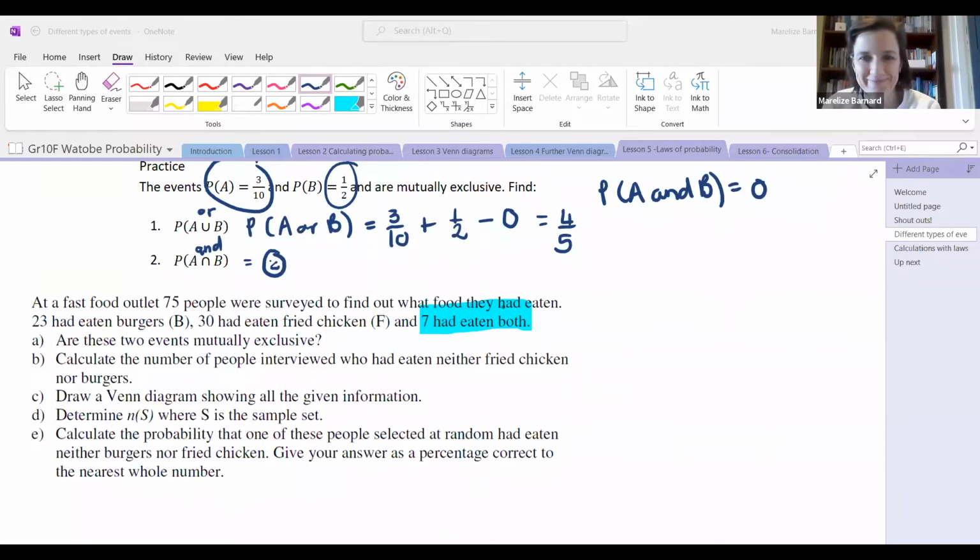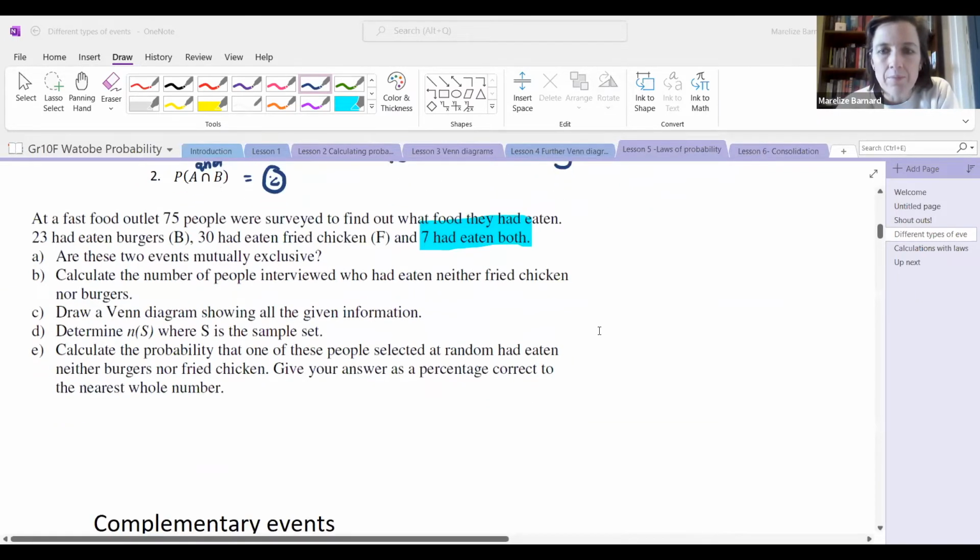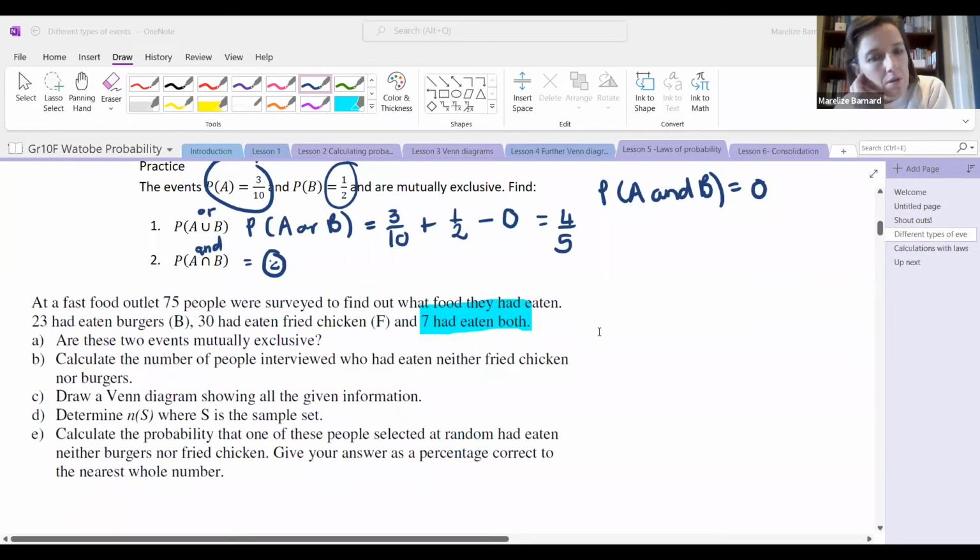Masego. Ma'am, I'm not really sure, but since the total amount of people was 75, I took the other numbers, which was 23 who had eaten burgers, 30 who had eaten fried chicken, and the 7 that had eaten both, and I added them, and they gave me 60, and then I just said 75 minus 60, which gave me 15. Was it 15? Not really sure, ma'am. Let me just quickly check.